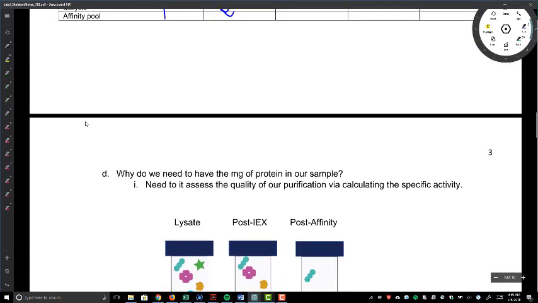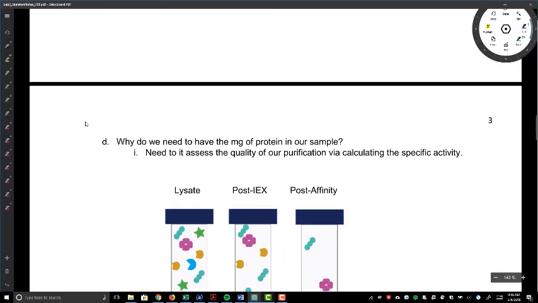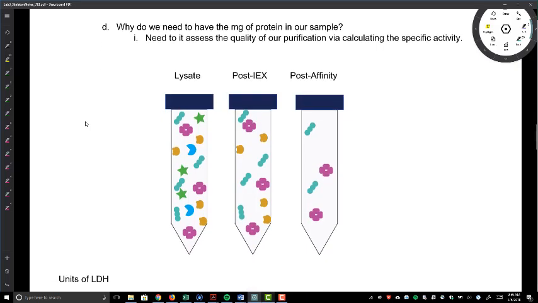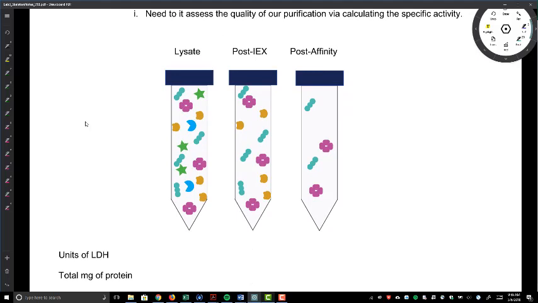Okay, so I made a big deal about why we need to know how many milligrams of protein are in a sample. You may be wondering, why does that matter? That's because we need it to assess the quality of our purification, because we need it to calculate the specific activity.